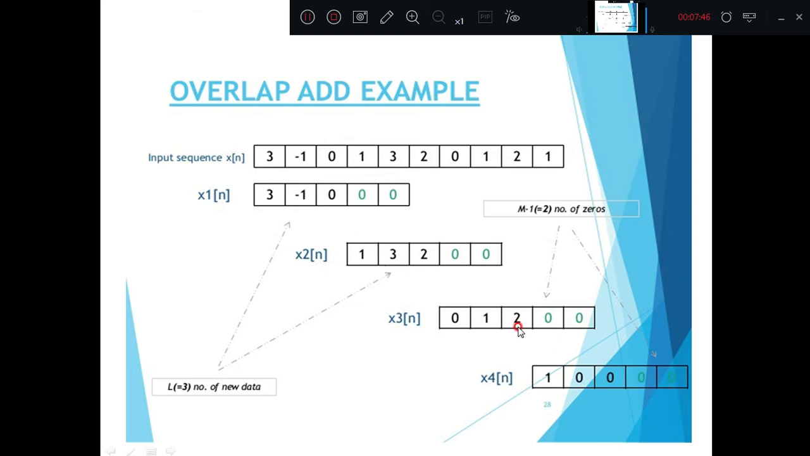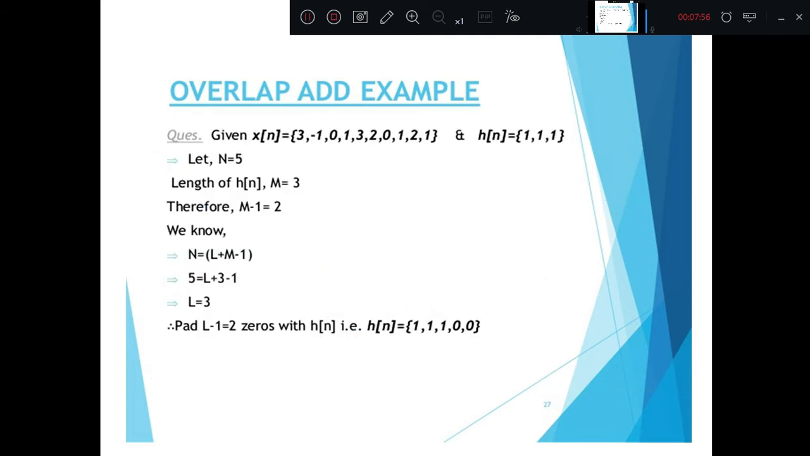And after getting the 4 blocks from the long data sequence, you have to make the length of your impulse response h of n also equal to the size of the DFT. So look at here, h of n is equal to 1, 1, 1, and you know the length of each block we have made it 5. So to perform circular convolution, the length of each block as well as h of n should be what? Same. So to make the length of this h of n 5, how many zeros do you have to add? 2 zeros. And what is that 2? That 2 is nothing but L minus 1.